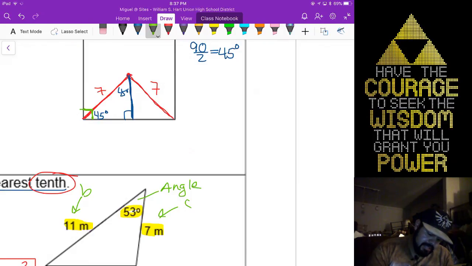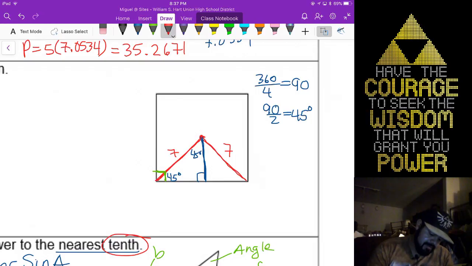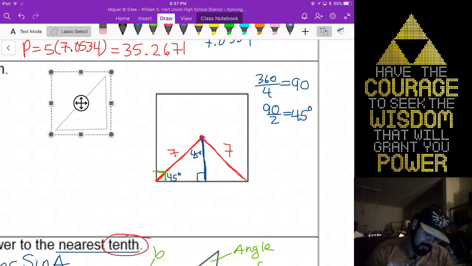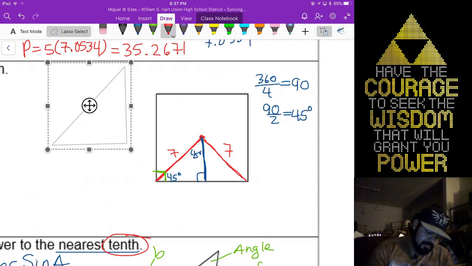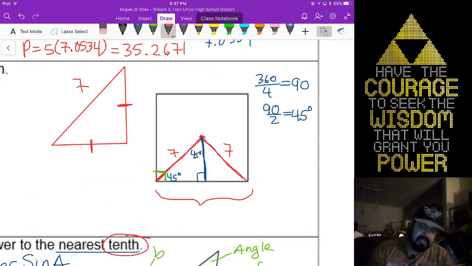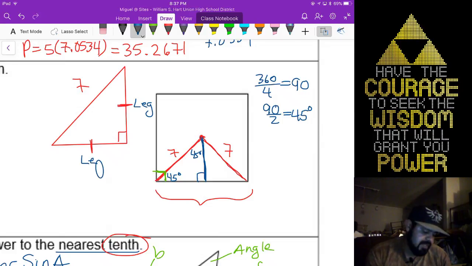So let's extract that triangle right over here. Let's make it a little bigger. There we go. So this is my 7. I'm trying to find these 2 sides here, because I need to find my perimeter as well. Well, those are my legs. Not my actual legs, but they are legs of the triangle. And this right up here is my hypotenuse.